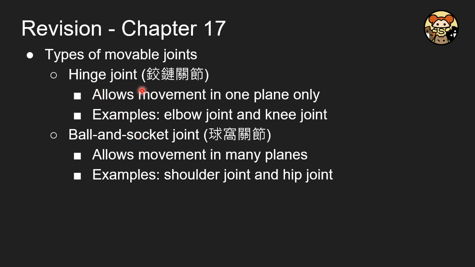One is called the hinge joint, which is our elbow joint, allowing movement in one plane. And the ball and socket joint allows movement in many planes, and it is found in the shoulder or your hip.